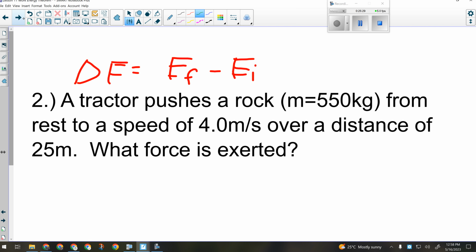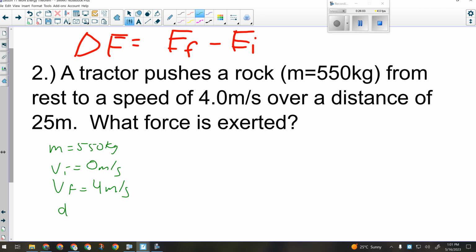Okay, this one is similar. Write this one down and give it a try. I'm going to have you guys see if you can solve it first before we go through it together. So, your givens for this question are that you know the mass of the rock, 550 kilograms. And you know that it goes from rest to 4 meters per second over a distance of 25 meters. What force is exerted?